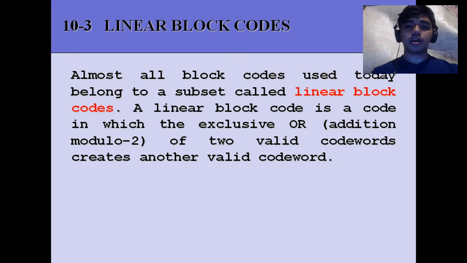Almost all block codes used today belong to a subset called linear block codes. A linear block code is a code in which the exclusive OR, addition modulo 2, of 2 valid code words creates another valid code word.